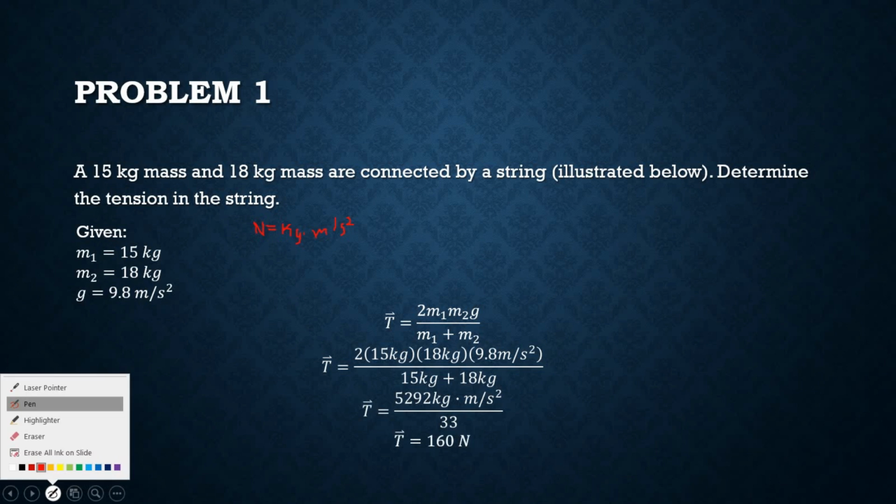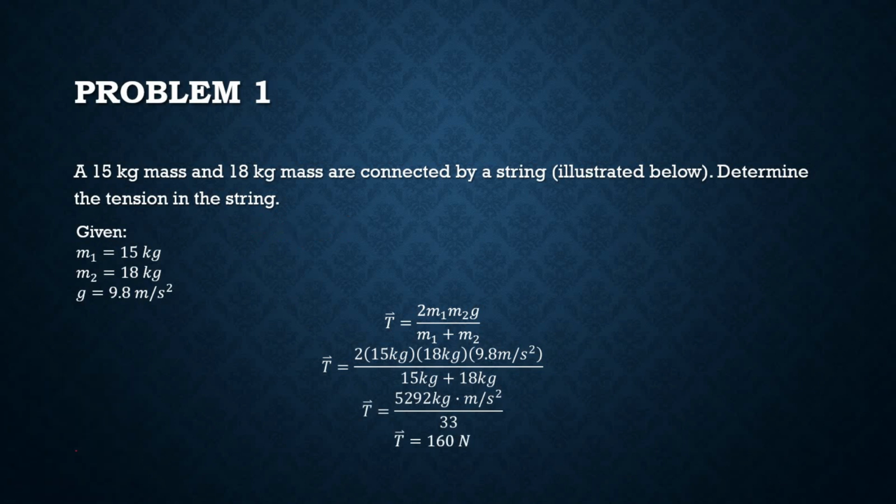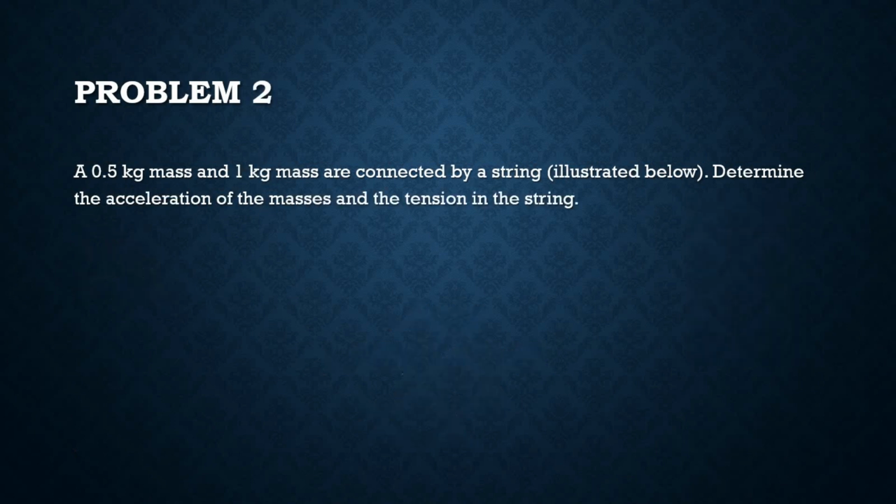Alright. So that is your final answer because our SF is 2 and our final answer is also 2. So SF is significant figures. Alright? Okay, second problem. A 0.5 kilogram mass and a 1 kilogram mass are connected by a string.